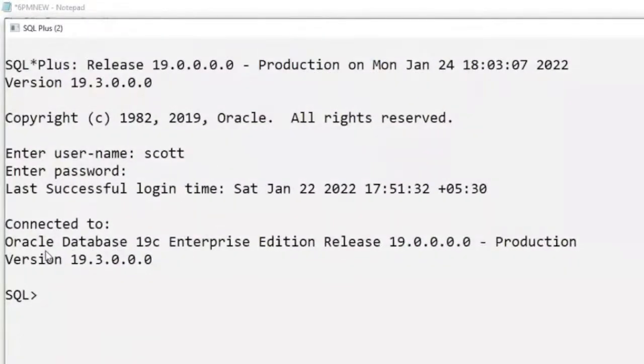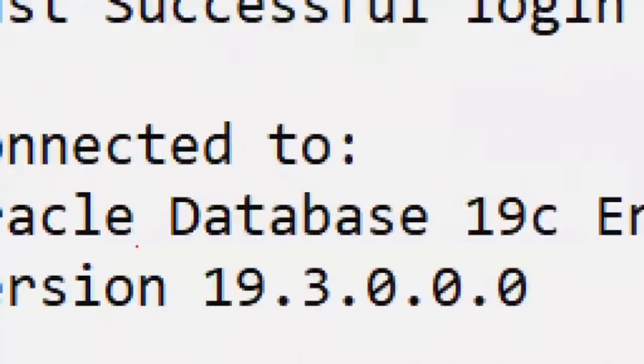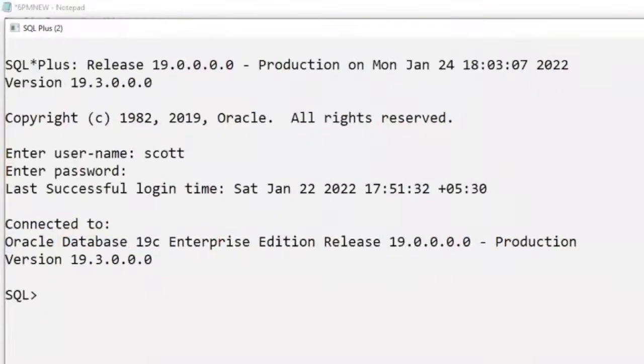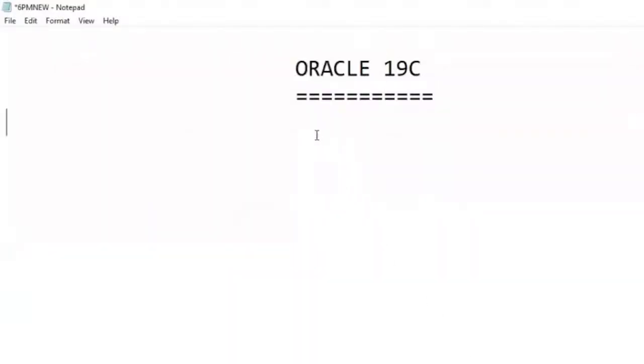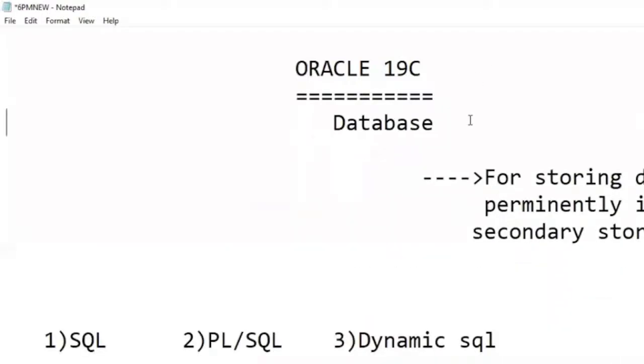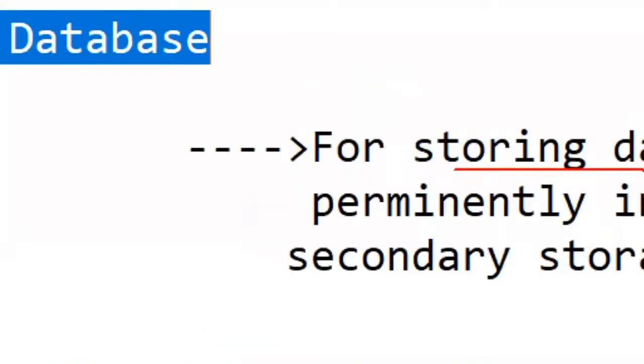Oracle is a product from Oracle Corporation. What type of product is that one? Database product. What is the purpose of the database products? Either Oracle, SQL Server, or DB2, so many products are there. What is the purpose of these database products? For storing data permanently in the hard disk, in secondary storage devices.